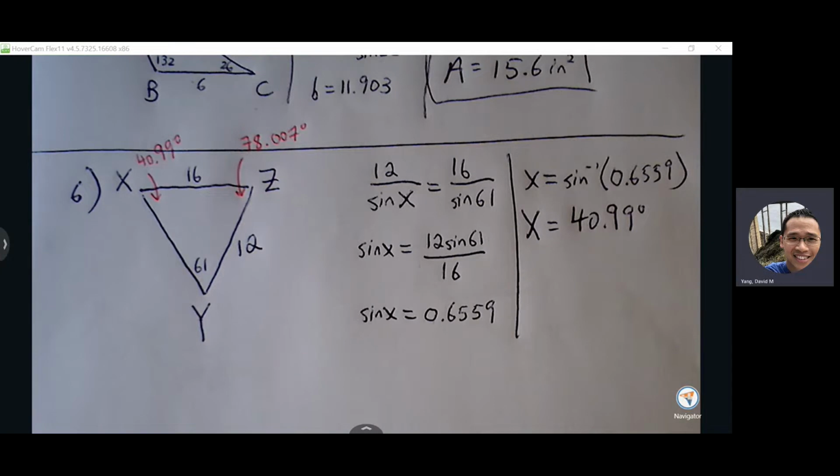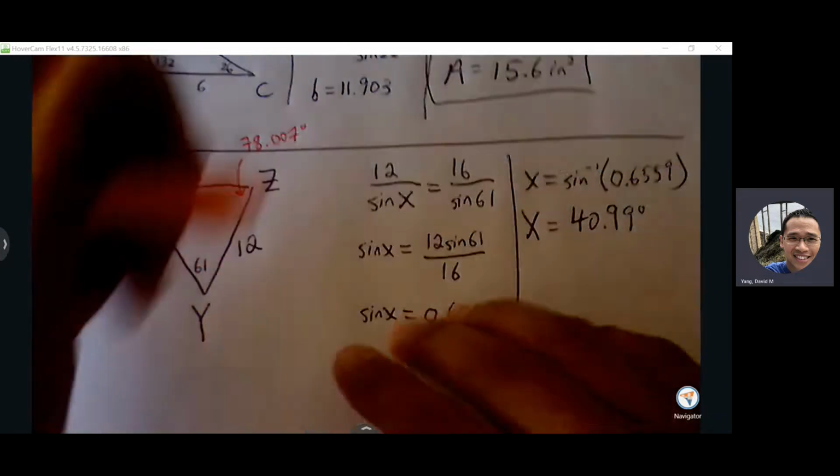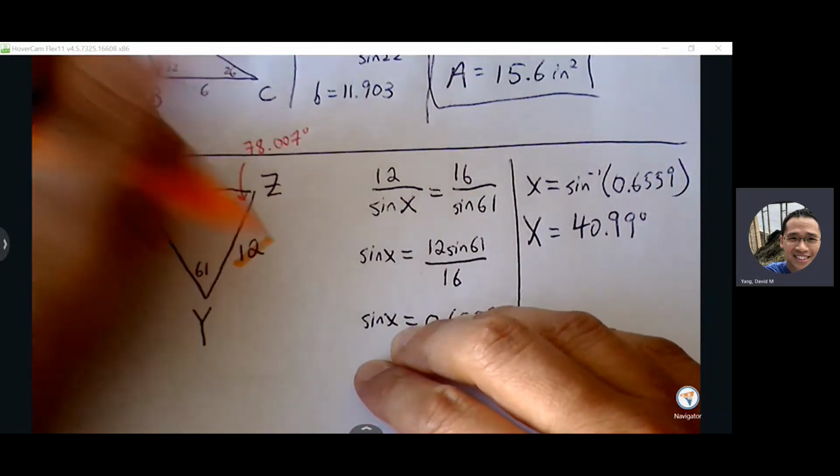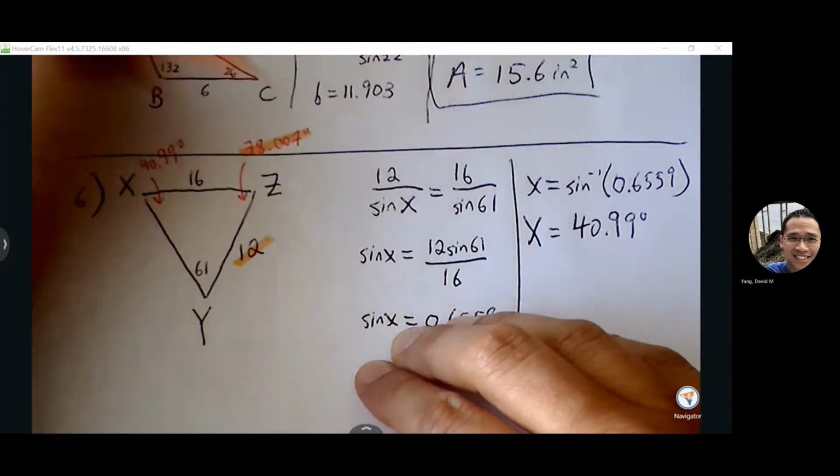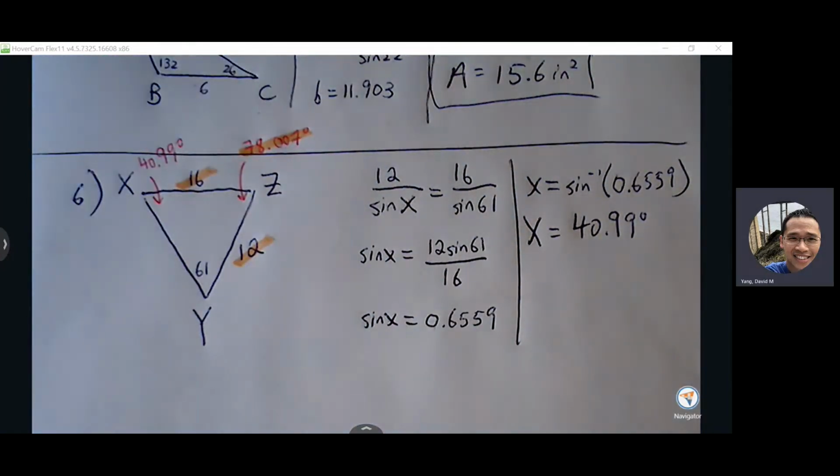So now I have enough information to create my side angle side. I can use side 12, angle 78, and side 16, right? Because I just need something where an angle is sandwiched between two sides to create my area formula.